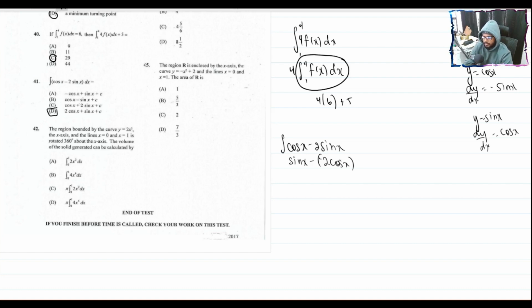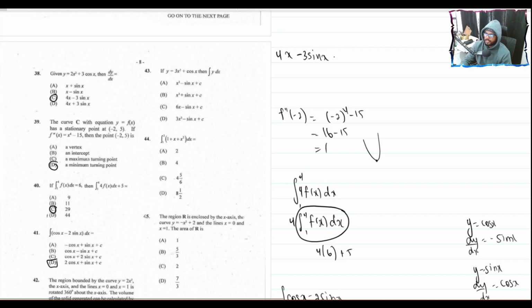The region bounded by the curve y equals 2x squared, the x-axis and the lines x is 0 and x is 1 is rotated 360 degrees about the x-axis. I see that integration question coming along. When I'm rotating about the x-axis, it's the integral of pi y squared dx. If this is y, slap on a pi. y squared is going to be this, 2x squared squared, which is 4x to the power 4. And we can't forget the pi. So it's pi times the integral between 1 and 0 of 4x to the power 4 dx. The answer is D. For number 42, you could eliminate A and B because they don't have a pi attached to it, and we're talking about volume.